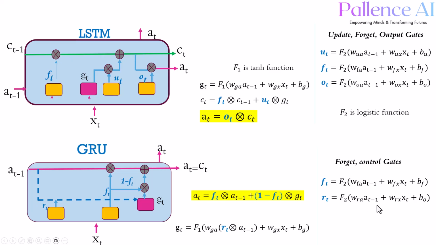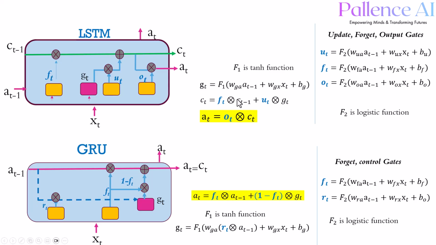And how do you compute the RT gate again? Very similar to what we have been doing so far with other gates. You use AT minus 1 and XT, multiply with weight matrices, apply a nonlinear activation function, F2, which will be the logistic function, and F1 is a tanh function to compute the GT. So hopefully you can see the similarities between LSTM and GRU and where GRU or LSTM differ from each other.